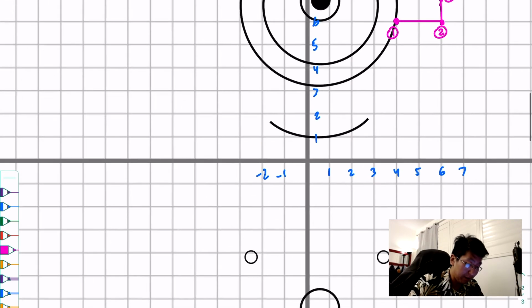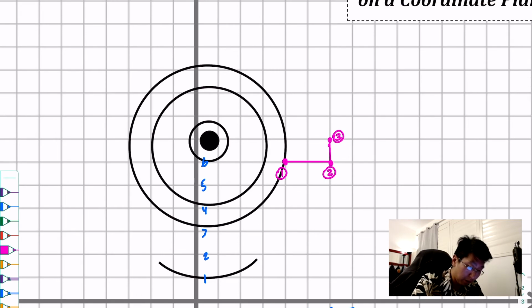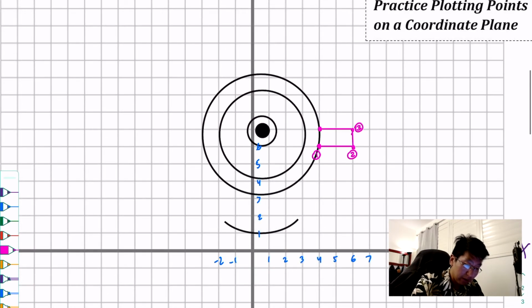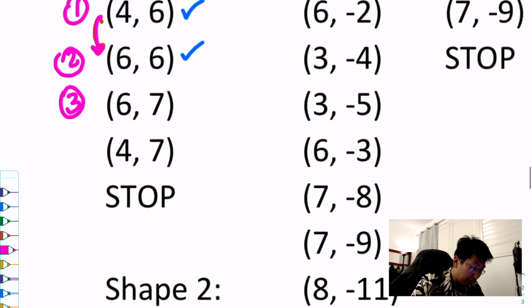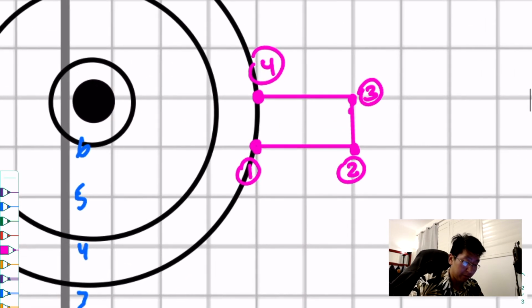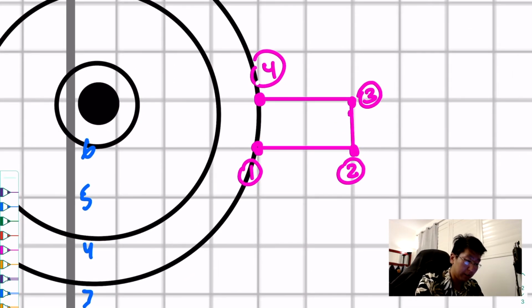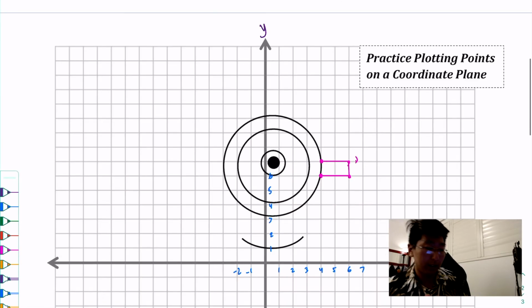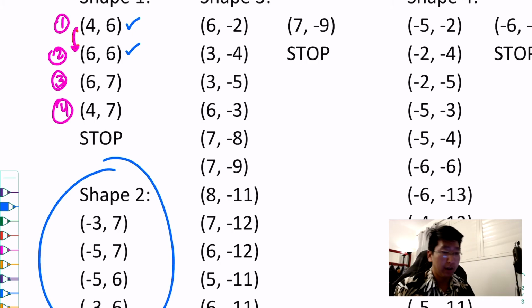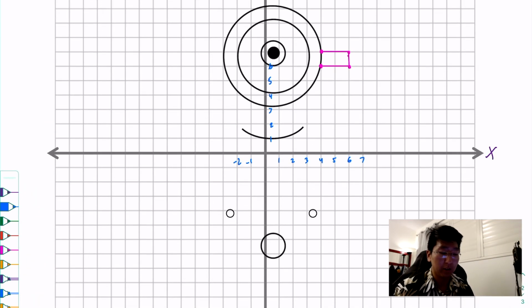And then 4, 7 is my next. 4, 7 is right here. I'll draw that line. This is the fourth point. And then it says to stop, so I'm not going to really do anything from there. That's done, and that's where I get these numbers from. I'm done with that set of lines, so I'm going to move on to the next shape. When you're done, it should look like a specific character.